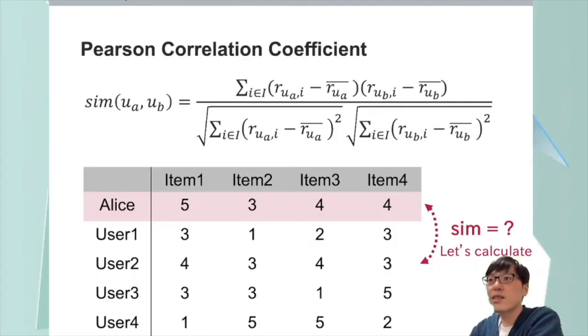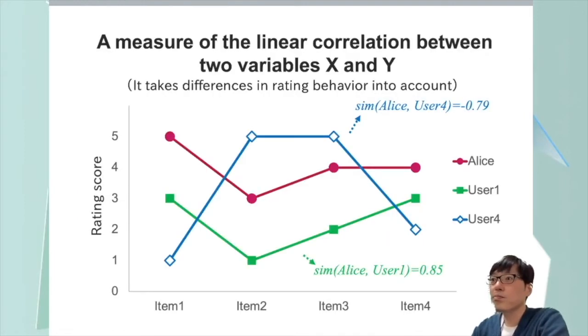So how about the similarity between user 2 and Alice? Let's calculate. I'll wait for a while. Okay, the answer is 0.71. Through this example, we found that the Pearson correlation works well to compute the user similarity.